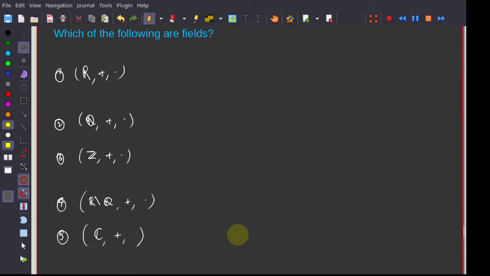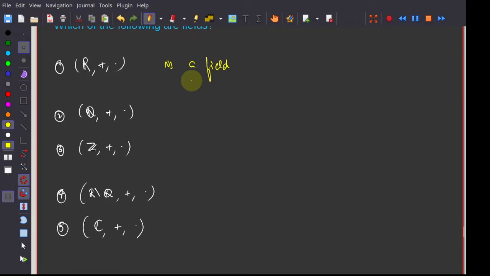Okay, so now let's look at some examples. Which of the following are fields? So a set of real numbers with standard real addition and standard multiplication. This is a field. Right? It satisfies all of these properties. You're all convinced? Okay. So now let's look at some other sets. What about the set of rational numbers? Is it a field? Does everyone agree? Agreed?